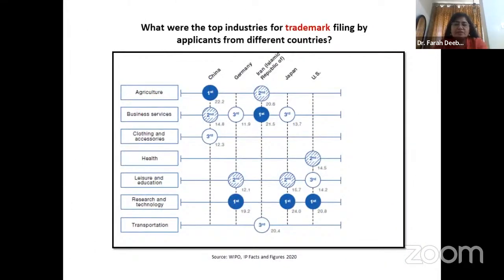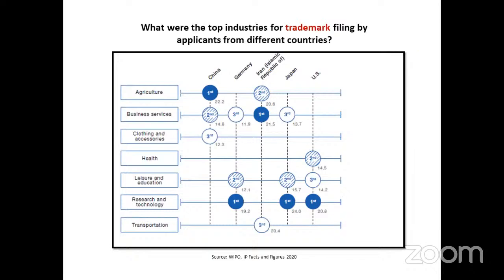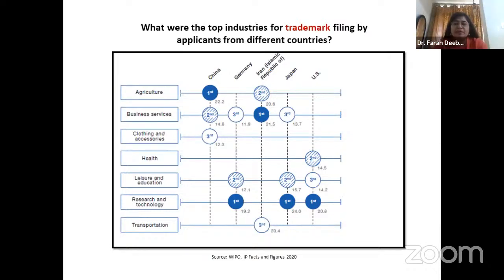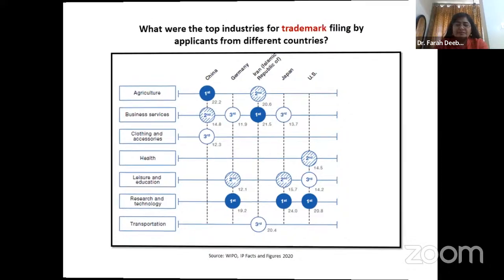These are the top industries, and you can see agriculture, the highest number of trademarks filed are by China. And you can see transportation, where Iran is there. And then you can see research and technology, Germany, Japan, US. They are the highest trademark filing companies and countries. Then clothing and accessory, China. So you know where the branding activity is happening, which country, which geography is more inclined towards research and technology. So this is the graphic from WIPO, and similar other facts are there, and you can be aware of that.